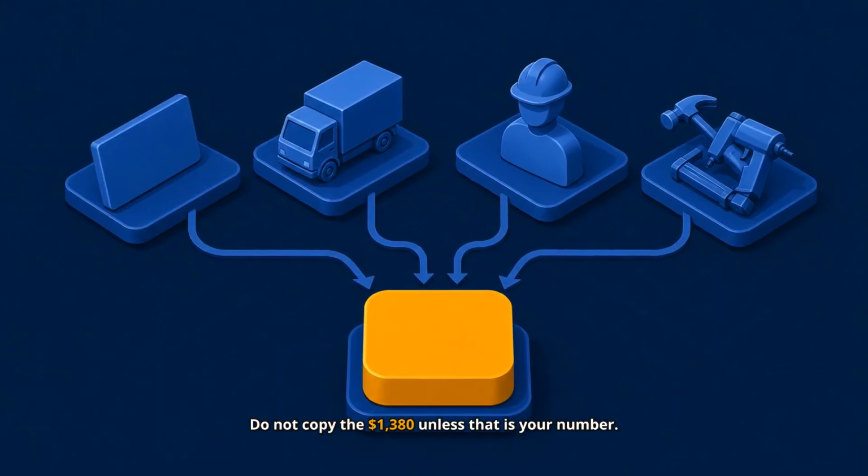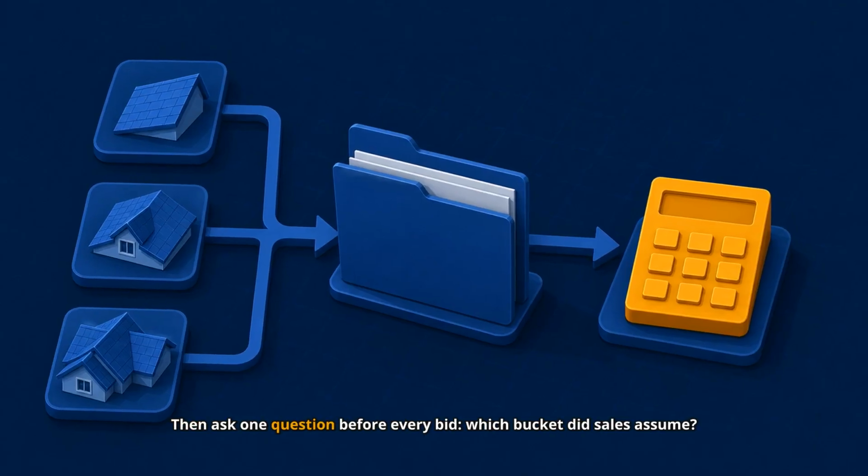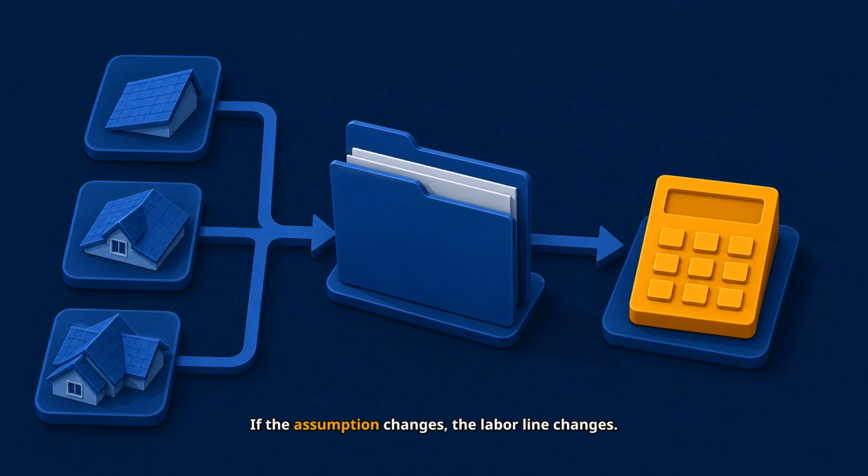Do not copy the $1,380, unless that is your number. Use your payroll, subs, burden, truck cost, supervision, and the real crew day you pay for. Your table has to smell like your shop. Then ask one question before every bid: which bucket did sales assume? If the assumption changes, the labor line changes. That is the margin math.